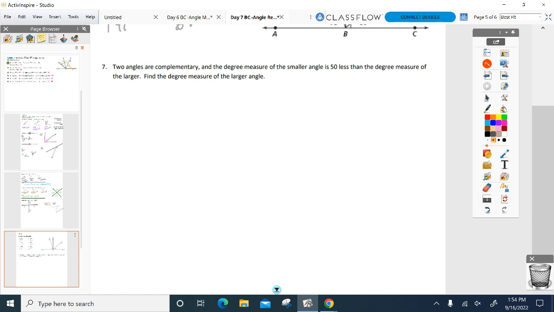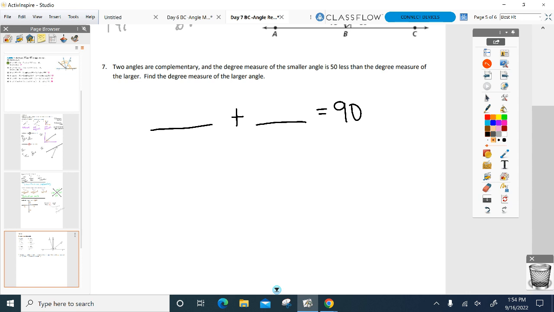Let's stop there. That means they have to be equal to what? 90. That's our first thing. Not 180, 90. So you don't have to do it this way, but angle 1 and angle 2 have to add to 90 degrees. Now it's a matter of what do I fill in there? How do you write these two angles? Well, one angle, the smaller one, is 50 less than the larger.